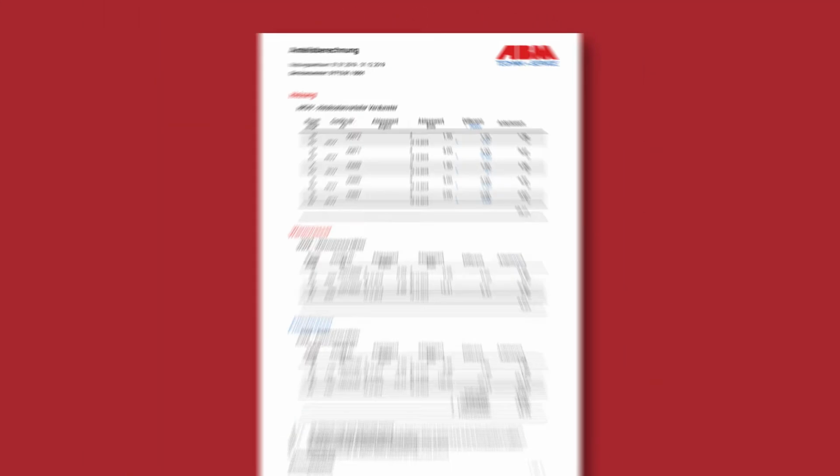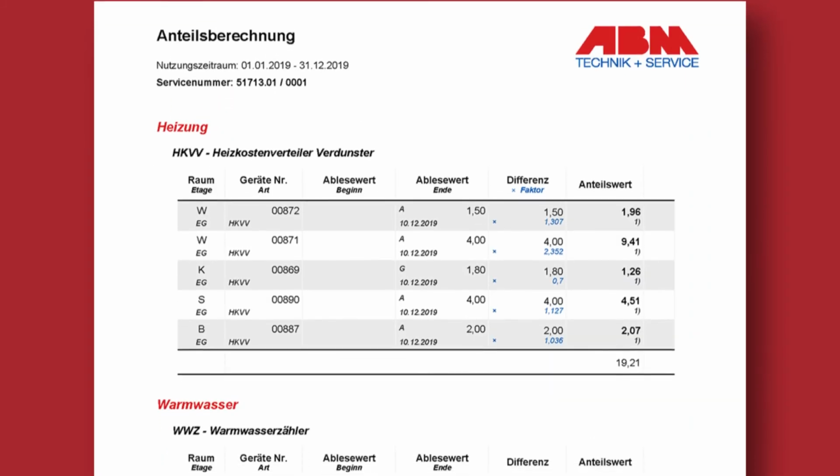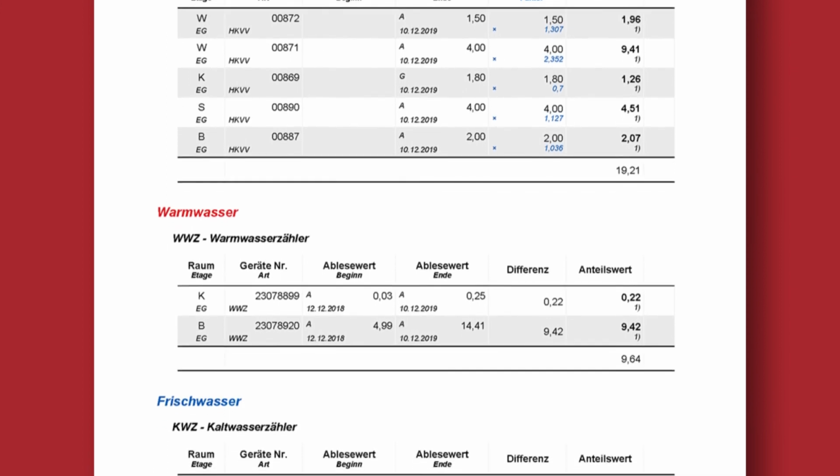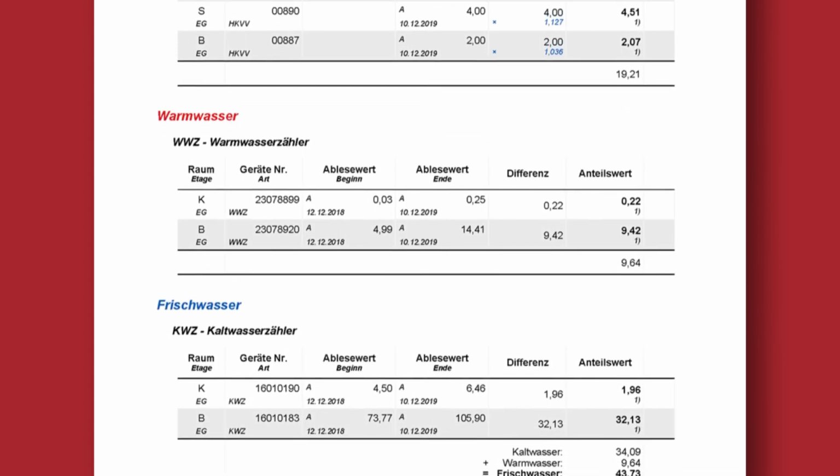Calculation of share. Your costs for heating and warm water, as well as for water supply and wastewater, are also shown as a cost share portion in your heating bill.